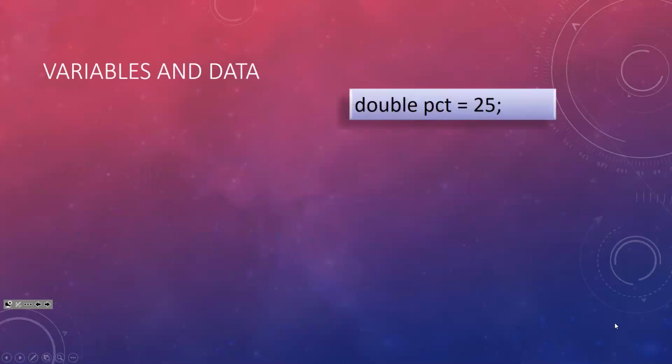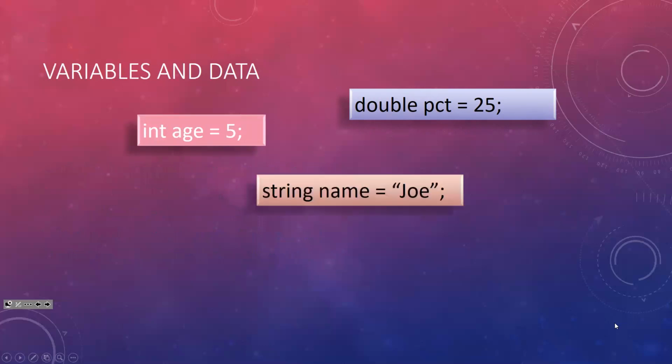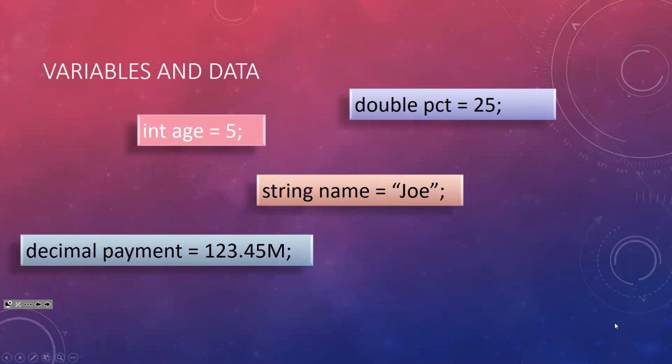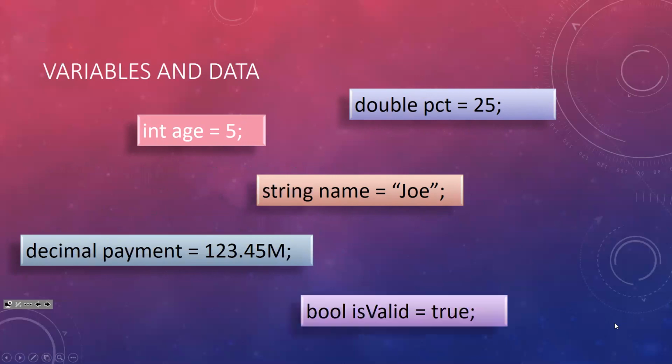So think about your data and your variables. Here we have a double that's holding a value of 25, an integer named age, a string named name that has the value Joe, a decimal variable named payment that has a $123 value. We have a Boolean variable with a true value. So each of these are individual variables that can contain a single piece of data.